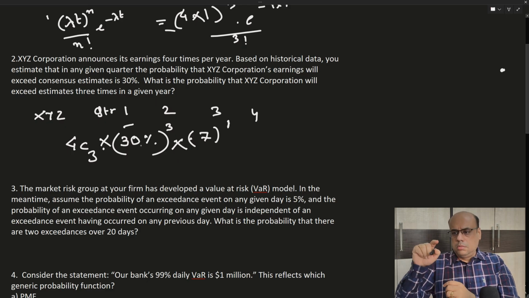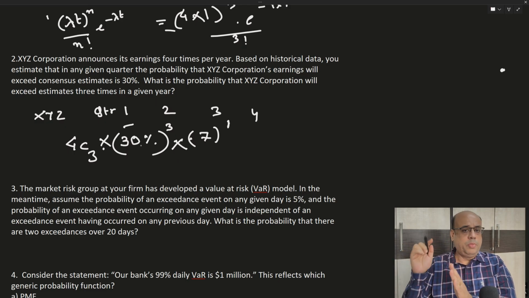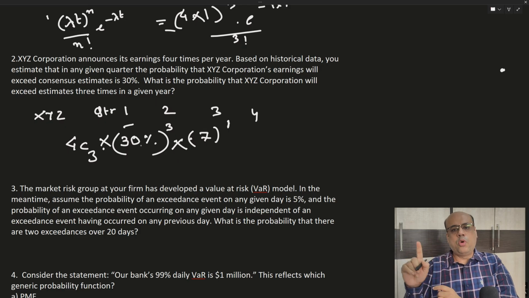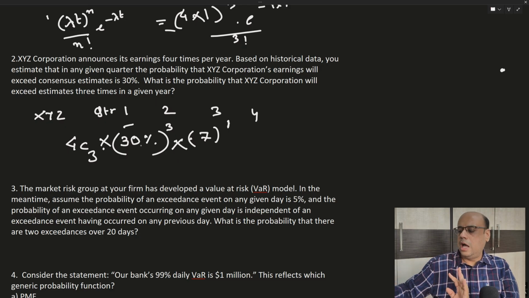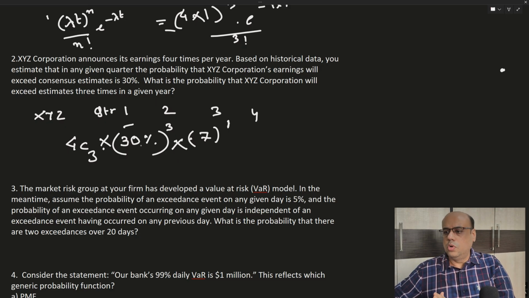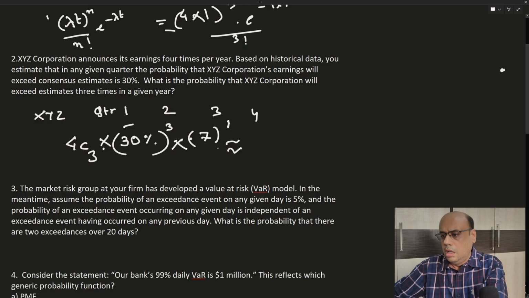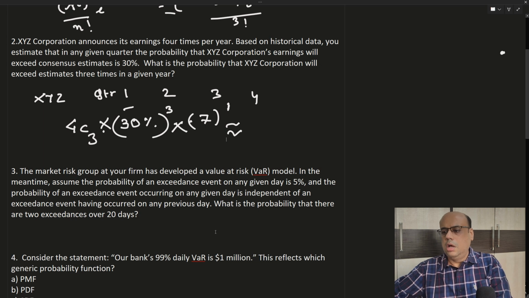So obviously 0.3 into 0.3 into 0.3, and it's given that they are independent. So by using the formula of probability, we will have 0.3 into 0.3 into 0.3 into, the fourth one need not be an exceedance, which means it will be less than the estimate. So that is obviously 70%, because exceeding and not exceeding are complementary. So this is the final answer. The calculation you can do yourself, but this is how the problem will be solved.